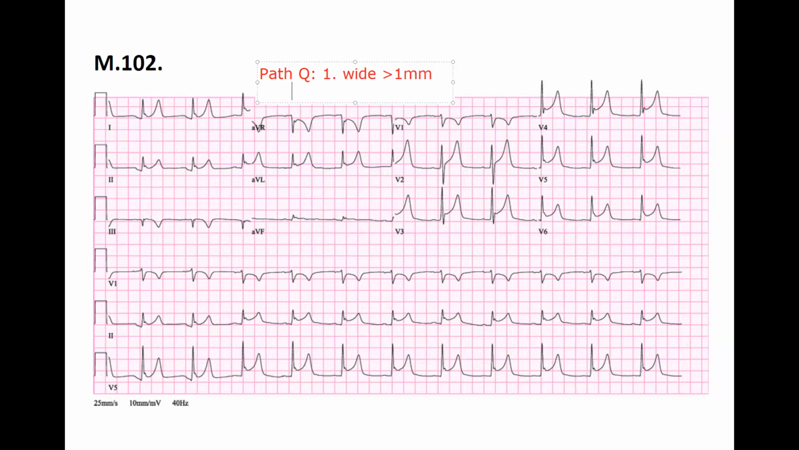Another one, it should be deep, okay? Deeper than normal. What does it mean? It says that 1/3 of the R, but I would say go for 1/4 of the R wave. Or another thing, that you do see Q where you should not see Q, okay?